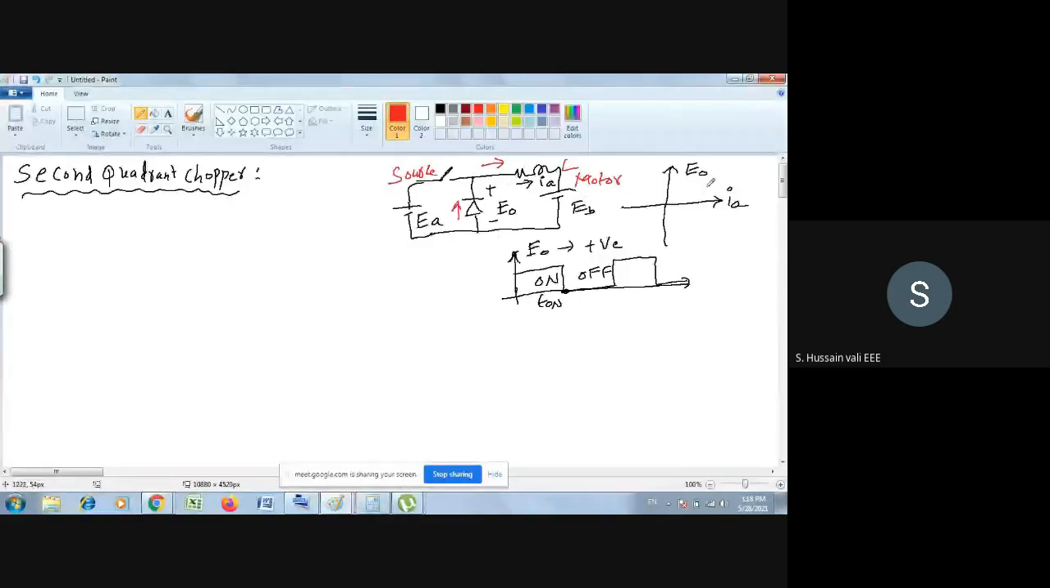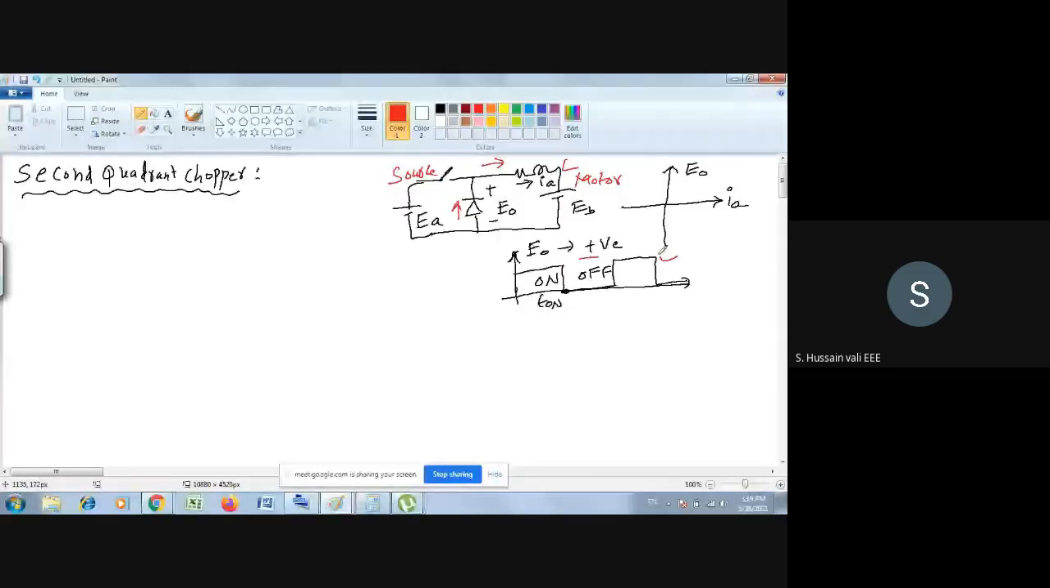And what about E naught? E naught also we have drawn the waveform, with the polarity which I have taken here. What is the voltage? If the switch is on, the voltage is positive. If the switch is off, the voltage is 0. So what is the average value of this waveform? The average value of this one is also positive.